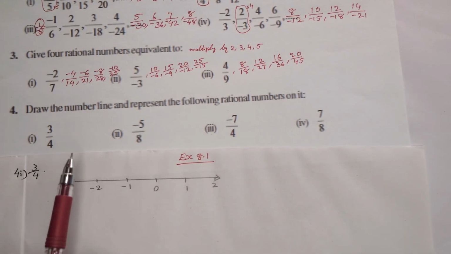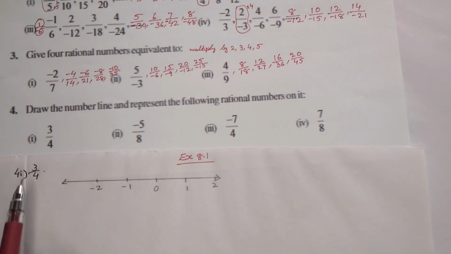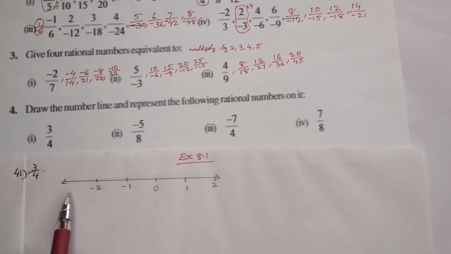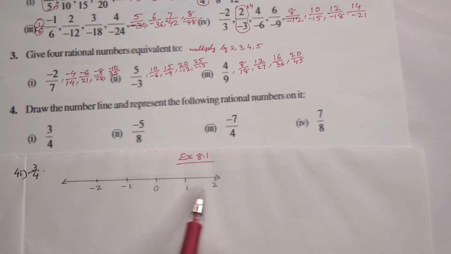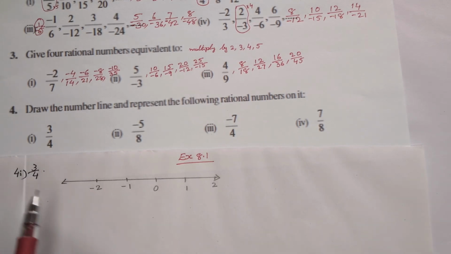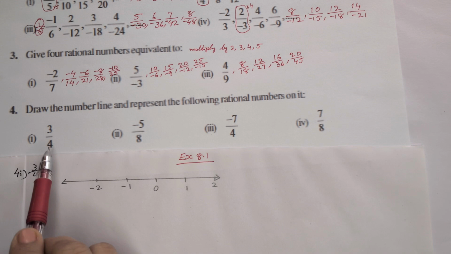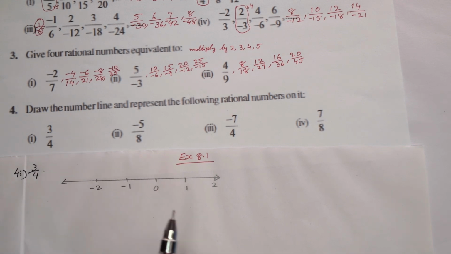Question number 4. Draw the number line and represent the following rational numbers on it. First one, 3 by 4. For that we have to draw a number line and mark the numbers. Left side of 0 are the negative numbers, right side the positive numbers. 3 by 4 is a proper fraction. A proper fraction lies always between 0 and 1, that is a positive fraction. So between 0 and 1.